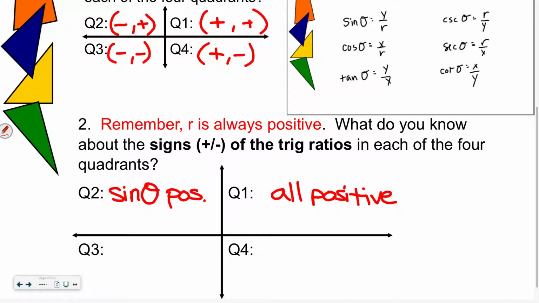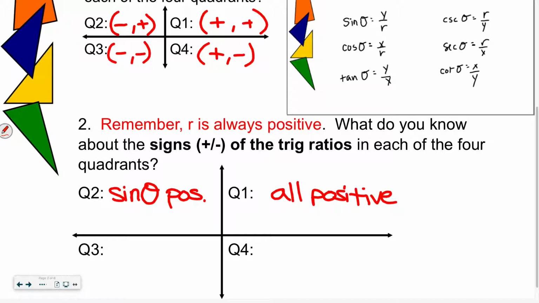Remember, in quadrant 2, x is negative and y is positive, but r is always positive. So sine is the only one where you're doing positive over positive, and you're going to keep a positive. But in both cosine and tangent, you have one positive and one negative value, because x is negative, but r is positive. Y is negative, but x is positive. And those are going to produce negative ratios.